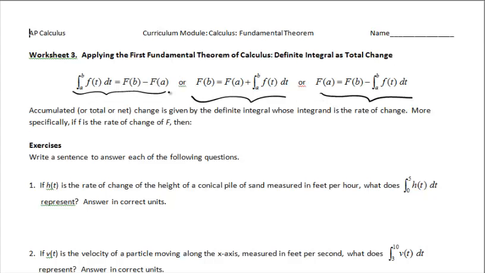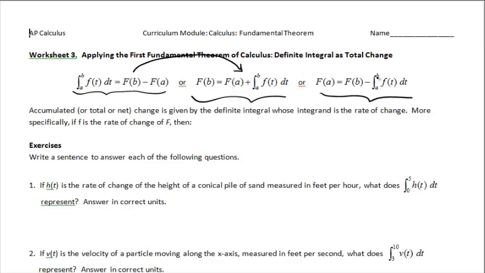If you start with the FTC in this format, what happened to go to here? You can see that we've isolated f of b. So this is the y value on the antiderivative at the x value of b. So all we had to do was just add f of a to the other side. So what this is saying to us is the y coordinate at b is actually equal to the y coordinate at a plus any change that occurred from a to b.